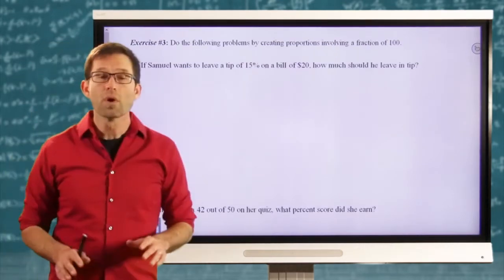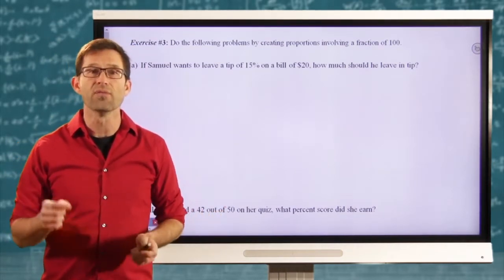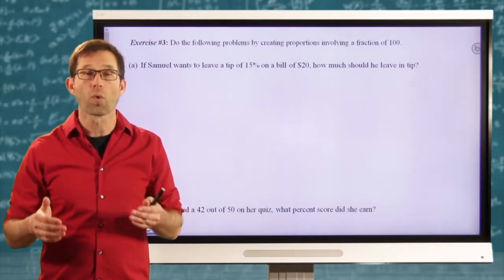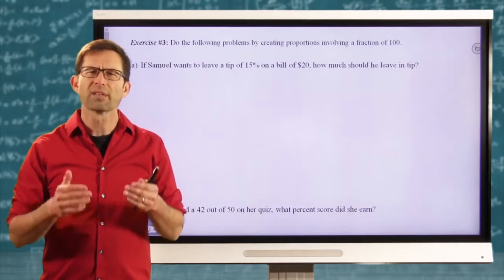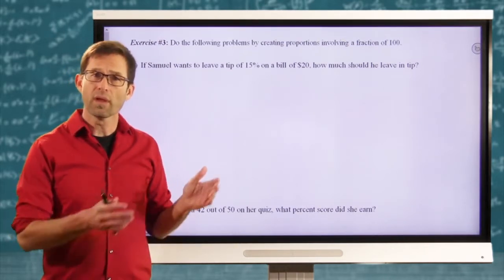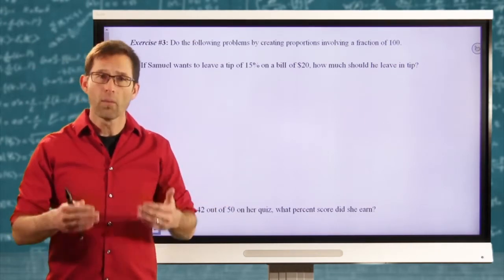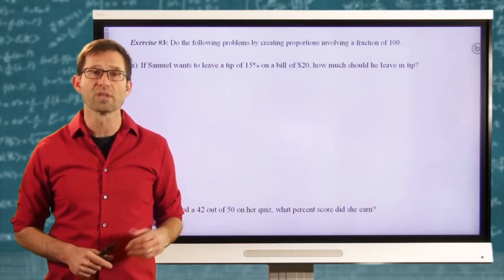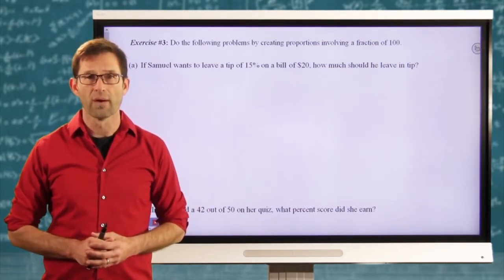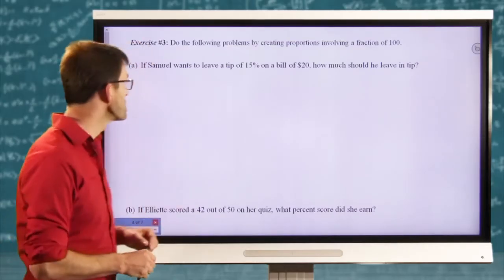All right. So exercise 3 is simply a series of exercises that give you a chance to play around with figuring out percents, or doing percent work, by expressing equivalent fractions out of 100. What I'd like you to do is pause the video now, attempt problem A, and then we'll go through it, and we'll continue to go through each one of the problems in this particular exercise just like that. Take a moment, pause the video now. All right, let's go through the first problem.